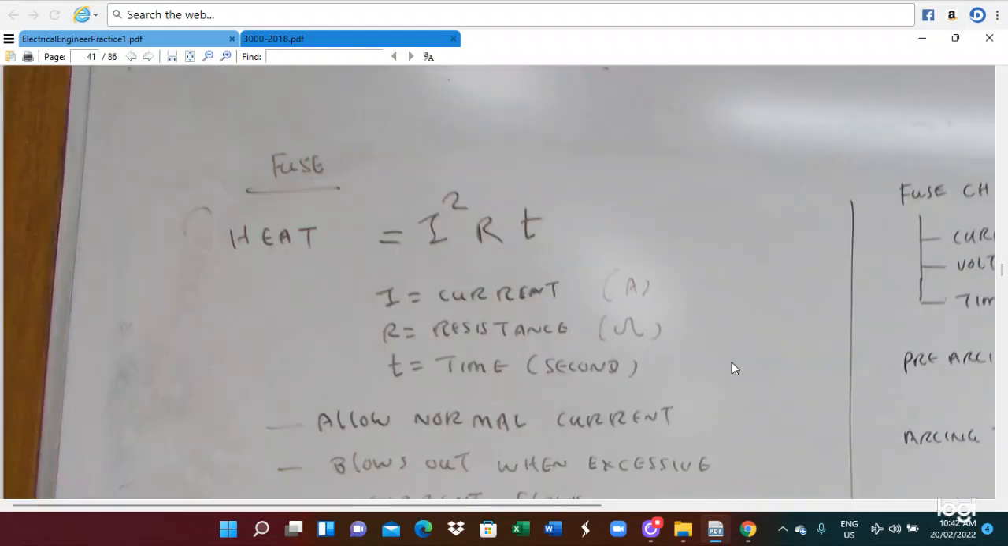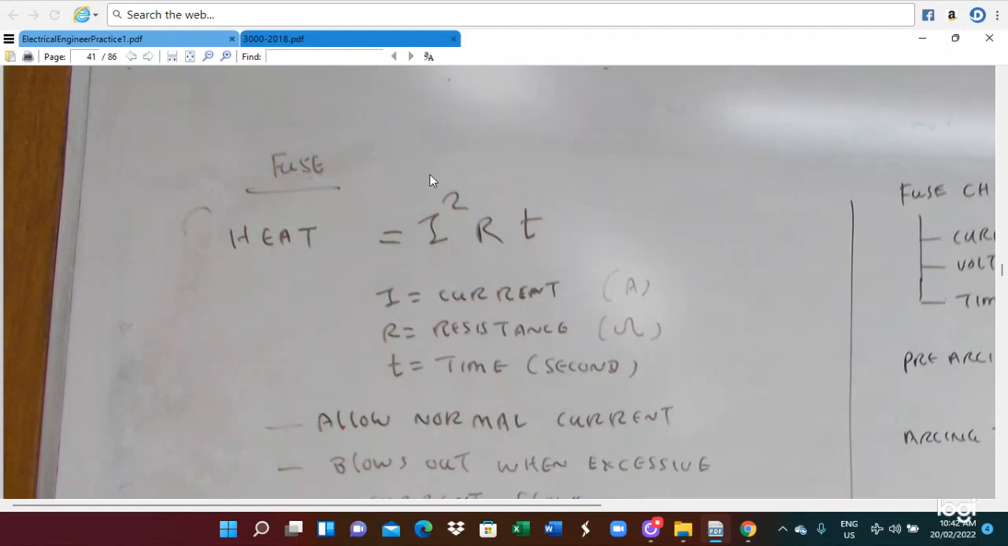The next one is we determine the size of the fuse. The size of the fuse can be calculated. So the fuse is when the electrical current flows into the fuse wire, this current will reach the melting temperature limit and the fuse will blow out. Therefore the heat energy produced by the fuse needs to be calculated.